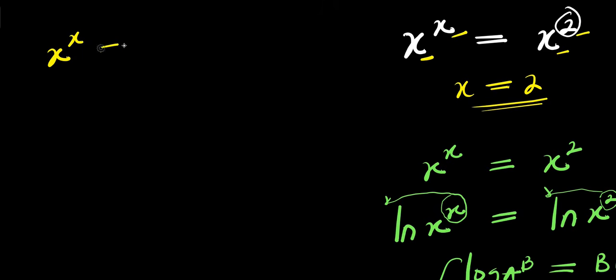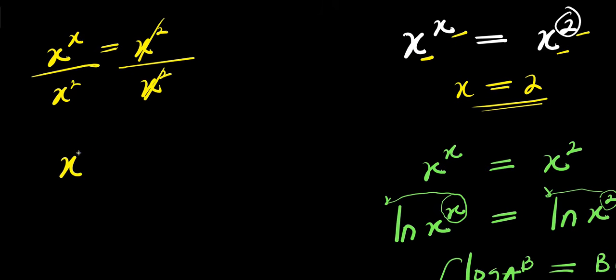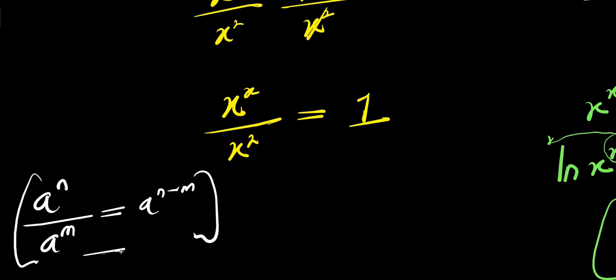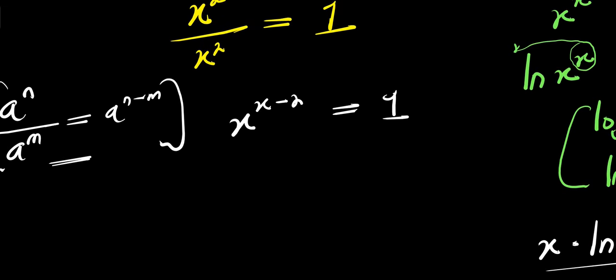I have x to the power of x equals x to the power of 2. I divide this by x to the power of 2, and I divide this by x to the power of 2. This eliminates this. I have x to the power of x divided by x to the power of 2 equals 1. So right here, if you have a to the power of n divided by a to the power of m, this equals a to the power of n minus m. So I apply this identity right here. I have x to the power of (x minus 2) equals 1. So what I'm going to do will be to apply natural log again. I have the natural log of x to the power of (x minus 2) equals natural log of 1.